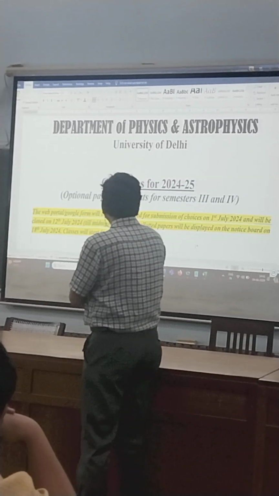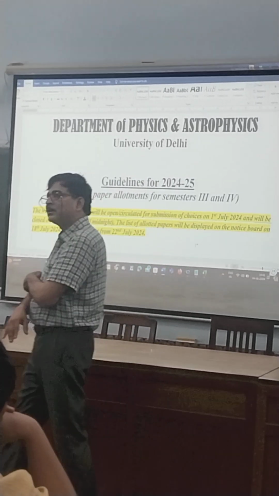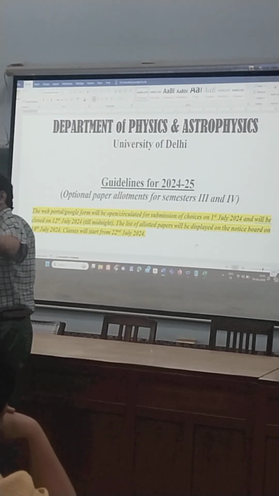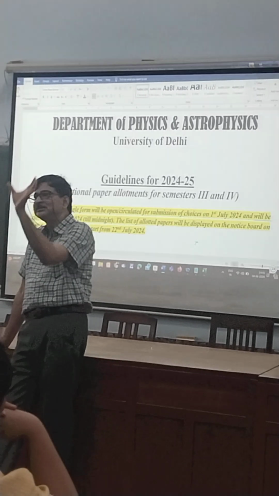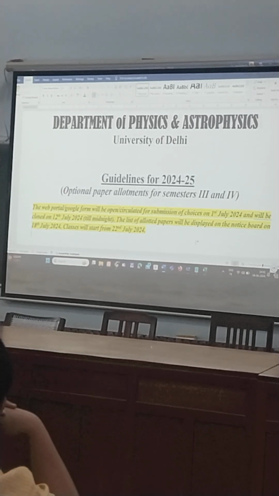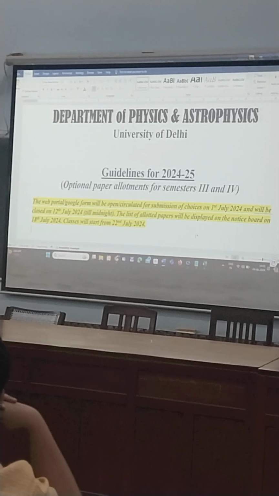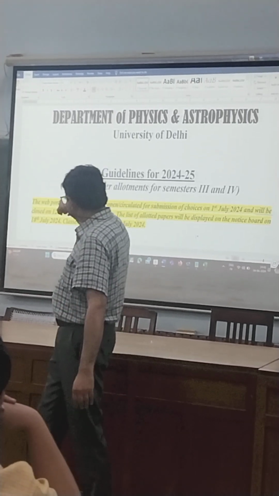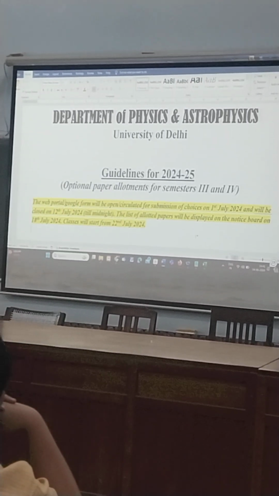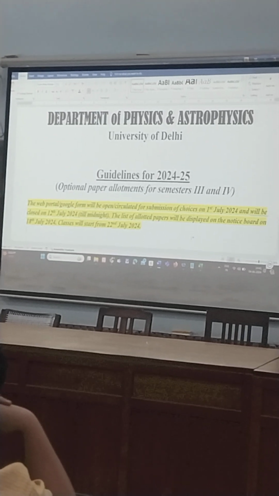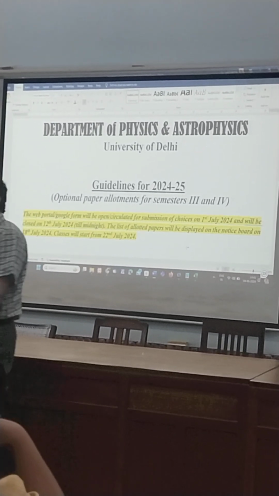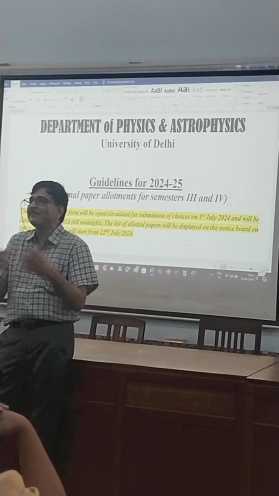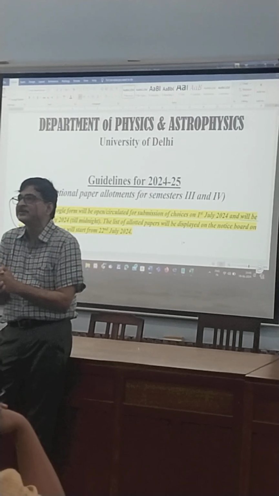This allotted paper will be displayed on the notice board as well as in the portals. When you log in, you will find what subjects you have been given. So you get that in the portal itself. And on 18th of July, because our class will start from the 22nd of July, we will try to display your subjects, what we have already offered to you.